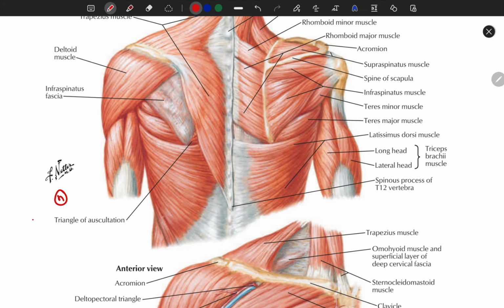Its nerve supply comes from the thoracodorsal nerve. So it is the thoracodorsal nerve. It is coming from the posterior cord of the brachial plexus. The brachial plexus I will deal with in detail in another video. Now let me stress that it is coming from the thoracodorsal nerve, root value C6 to C8.